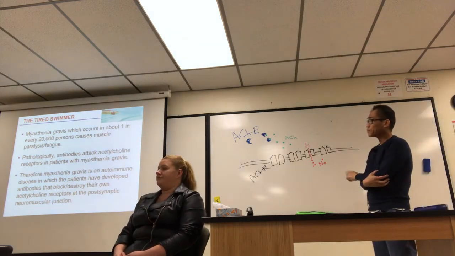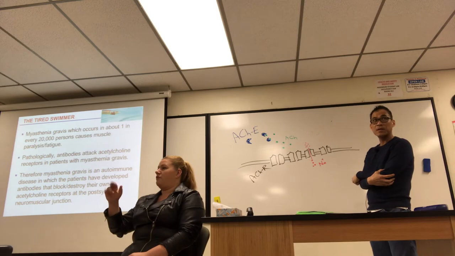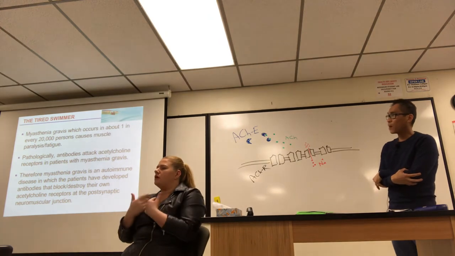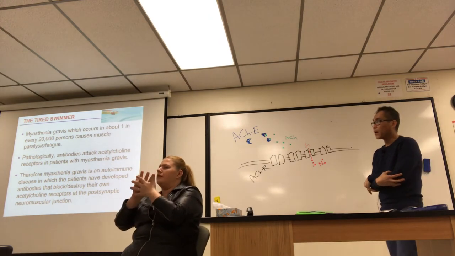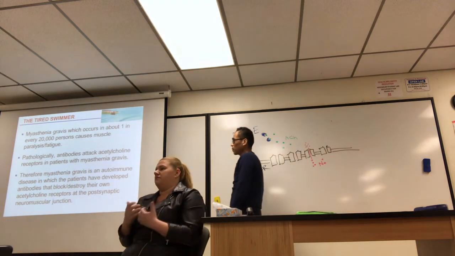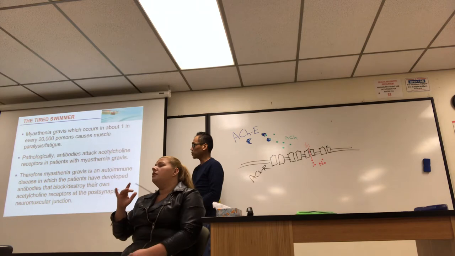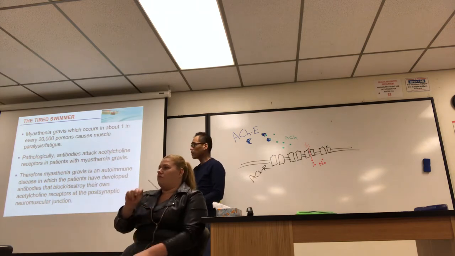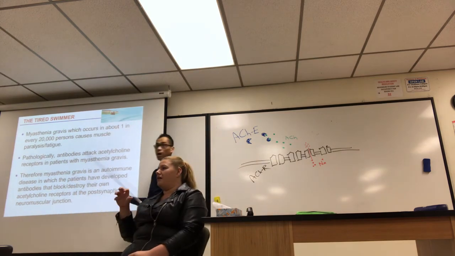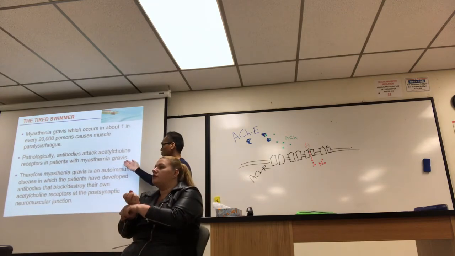Okay, so myasthenia gravis is actually the diagnosis of the case study, causing the swimmer's slower time, her fatigue, the blurred vision. It affects about one in every 20,000 persons, caused by muscle paralysis fatigue, and pathologically what's happening, it's an autoimmune disorder. Normally your own antibodies are only supposed to attack non-cell pathogens. But in autoimmune disorders, your own antibodies attack yourself. And the antibodies attack acetylcholine receptors, ACHR, in patients with myasthenia gravis.